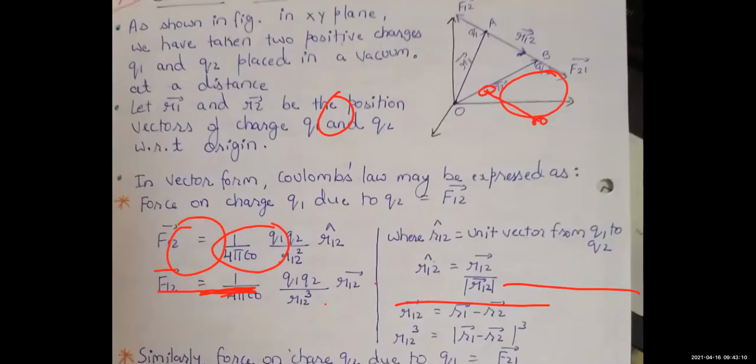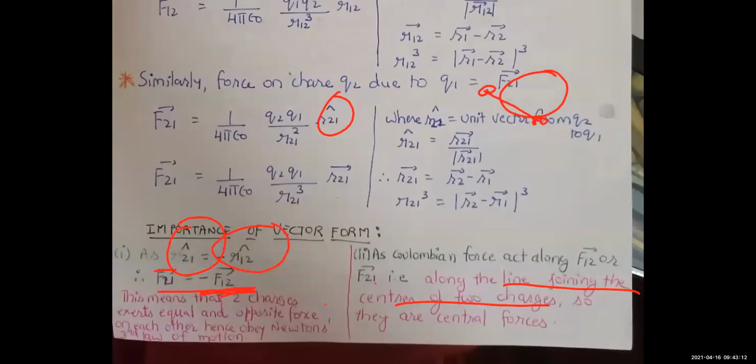Look, the direction was coming to this only. Direction, you are having R12 or R21, right? So according to Coulomb's force, the force is acting along either F12 or F21, that is along the line joining the centers of the two charges. So means they are central forces. So children, this is your Coulomb's law in vector form, and this is the force between two charges Q1 and Q2, right?